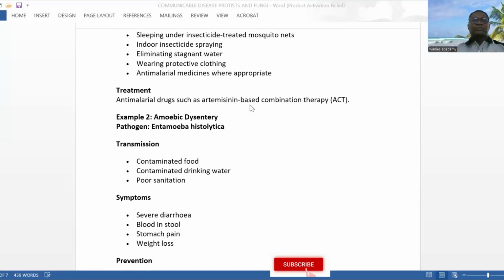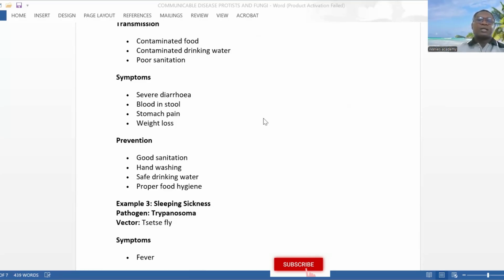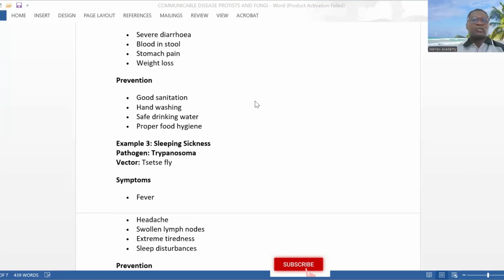Another example of a protist disease is amoebic dysentery. Amoebic dysentery is caused by the pathogen Entamoeba histolytica. It is a contagious disease which is waterborne, so it can be found in contaminated food or water. Symptoms like diarrhea, blood in stool, and weight loss are experienced by patients of amoebic dysentery. It can also be prevented by good sanitation and good personal hygiene.